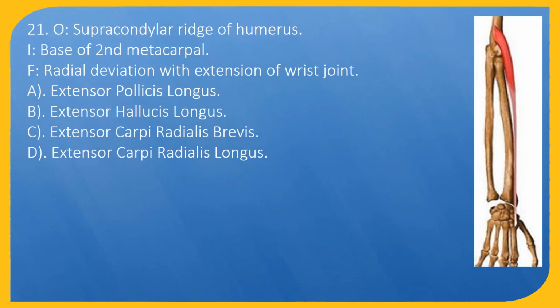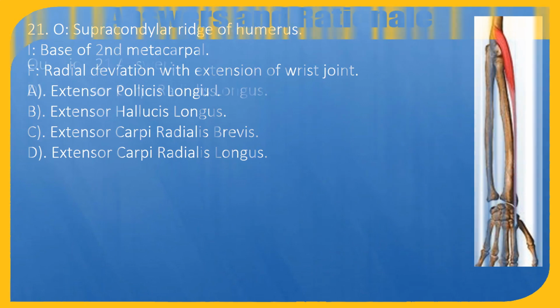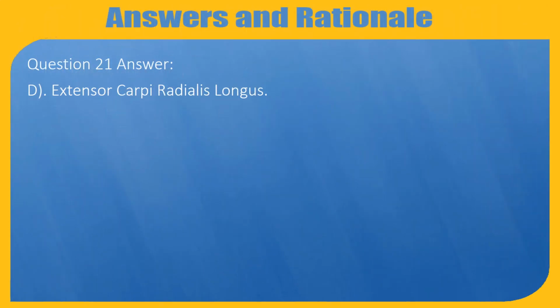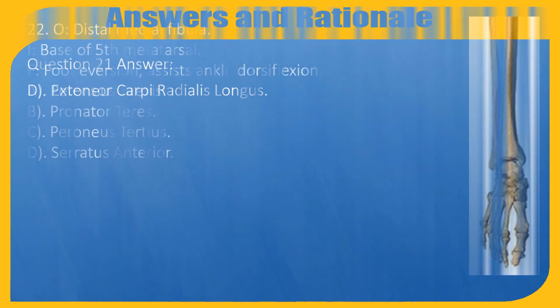Question 21. O: supracondylar ridge of humerus. I: base of second metacarpal. F: radial deviation with extension of wrist joint. A. Extensor Pollicis Longus. B. Extensor Hallucis Longus. C. Extensor Carpi Radialis Brevis. D. Extensor Carpi Radialis Longus. Question 21. Answer D. Extensor Carpi Radialis Longus.